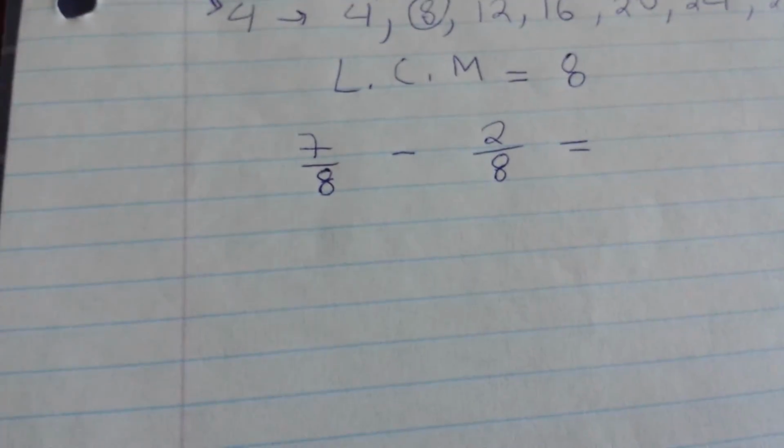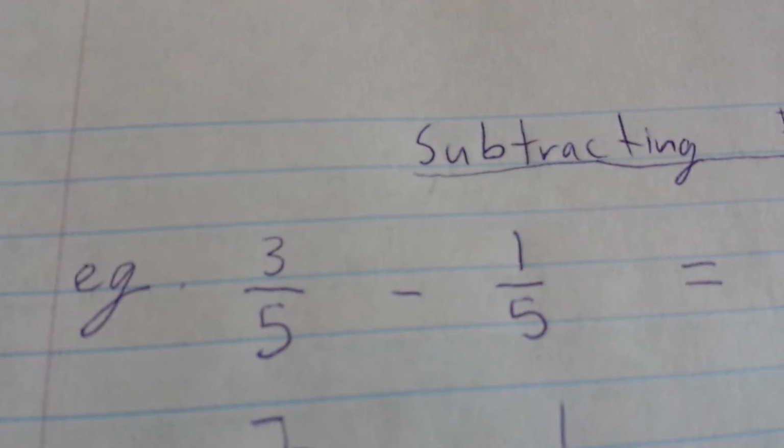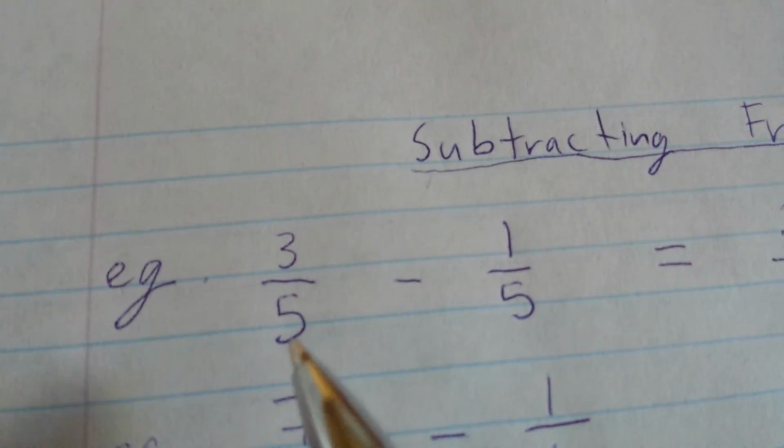7 over 8 minus 2 over 8 instead of 7 over 8 minus 1 over 4. So now it's much simpler. It looks exactly like this question. See? The denominators are now the same, so we can do this. 7 minus 2 is going to be 5, and then we keep the denominator the same, so it's going to be an 8. And that's the answer to the question: 5 over 8.